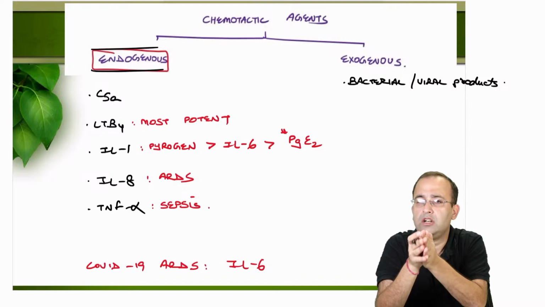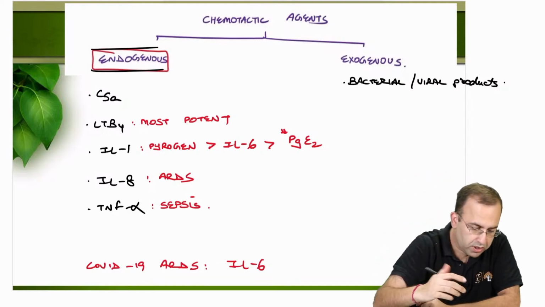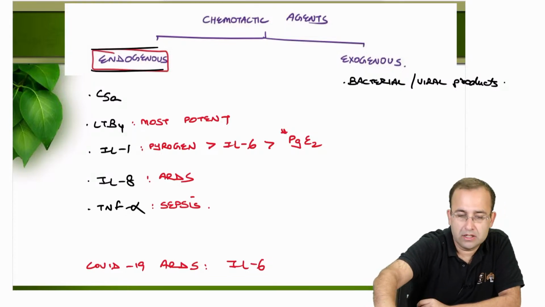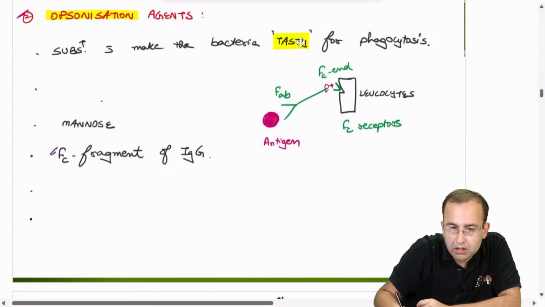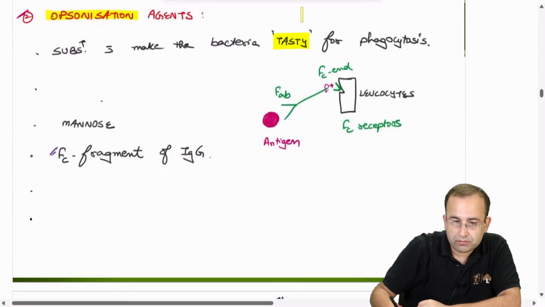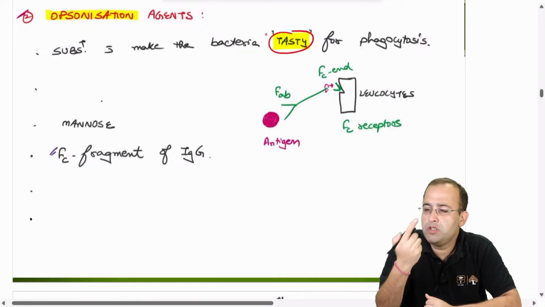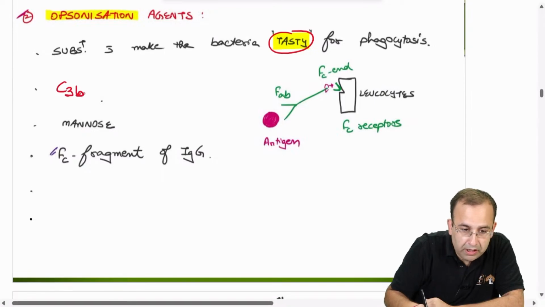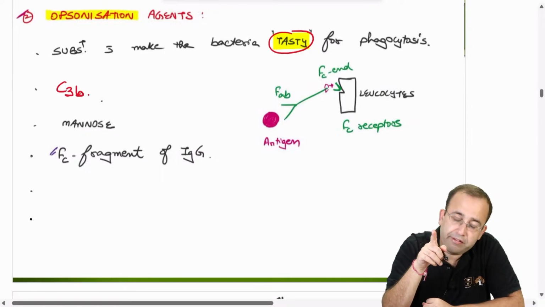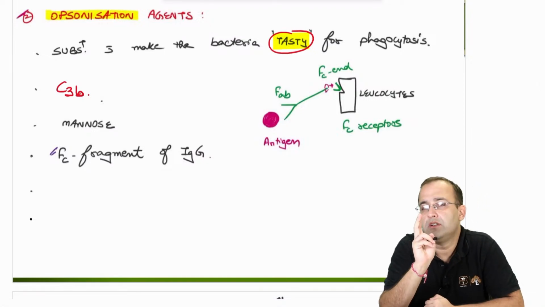After reaching the site of inflammation, the next step is recognition of the microbe. So which are the opsonization agents? Opsonization agents are the substances which make the bacteria tasty for phagocytosis. Which complement protein? C3a, C3b, C5a, C5b? C3b. Please note, C5a is a chemotactic agent, C3b is an opsonization agent.